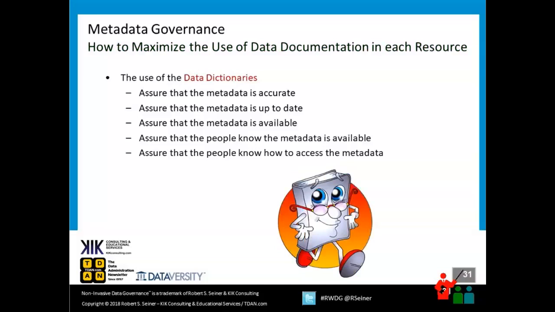So when we look at how to maximize the use of data dictionaries, it's the same thing. We need to make certain that the metadata that we're collecting in the data dictionaries is accurate, up to date, available, and that people know about it and know how to get to it. All of those things are extremely important when it comes to maximizing the use of the data documentation in each of these resources. And again, I know I keep harping on this, and I said at the beginning of the webinar that this is the one item you really need to take away from this webinar: the metadata is not going to govern itself. If we want the metadata to be accurate, up to date, and available, then we need to have processes and we need to have people within the organization that have that as part of their responsibility.